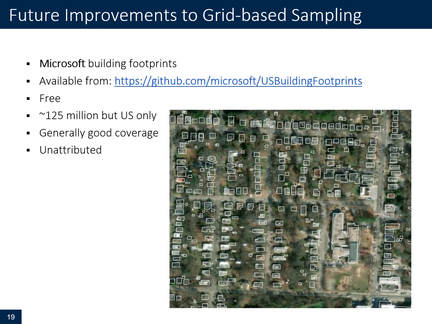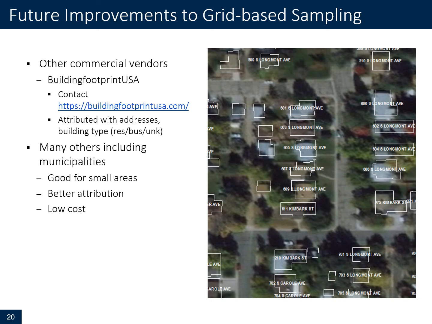At the United States level, Microsoft has generated a building footprints layer. This dataset is free to download from GitHub. The coverage is generally good, with approximately 125 million building footprints. As the layer does not include attribution, there are limits to its usefulness in generation of samples. Other commercial vendors provide building footprint data, an example of which is Building Footprint USA. This dataset is attributed with address and building type, specifically residential, business, and unknown.